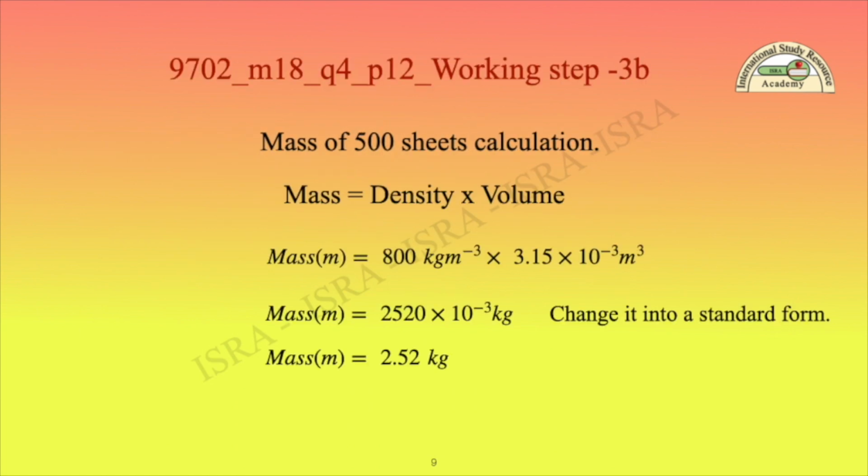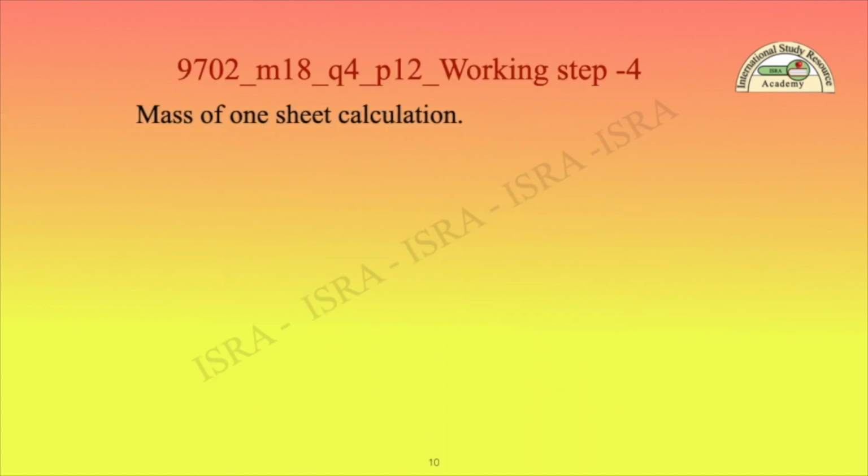You know mass is equal to density times volume. Therefore, mass M is equal to 800 kg per meter cube times 3.15 times 10 raised to the power minus 3 meter cube, and mass M is equal to 2520 times 10 raised to the power minus 3 kg. Change it into a standard form. Therefore, mass M is equal to 2.52 kg.